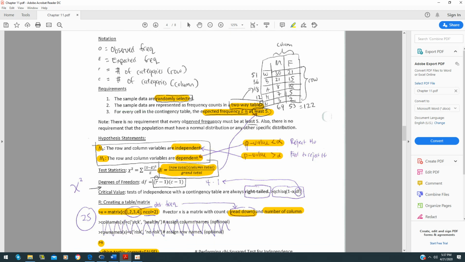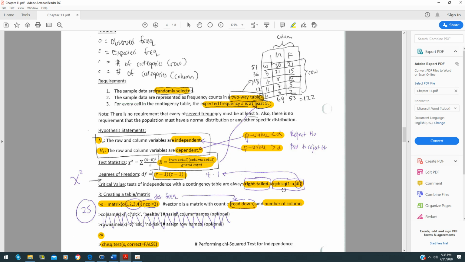The degree of freedom in this case is the number of rows minus 1 times the number of columns minus 1. So in this case, we have 4 rows, so 4 minus 1 is 3, and 2 columns, 2 minus 1 is 1, so 3 times 1 is 3. That is the degree of freedom. Your critical value is calculated the same way as for the goodness of fit test in 11.1. Don't forget that your chi-square distribution is always a right tail, so you use qchisq of 1 minus alpha with the degree of freedom.